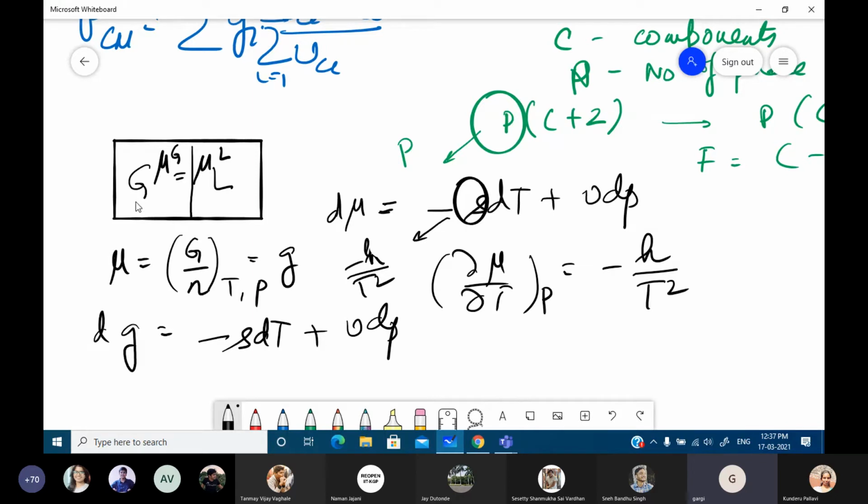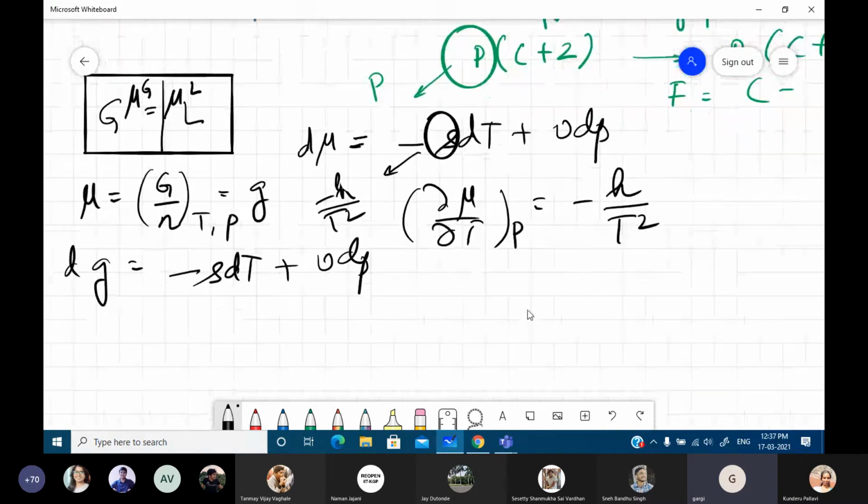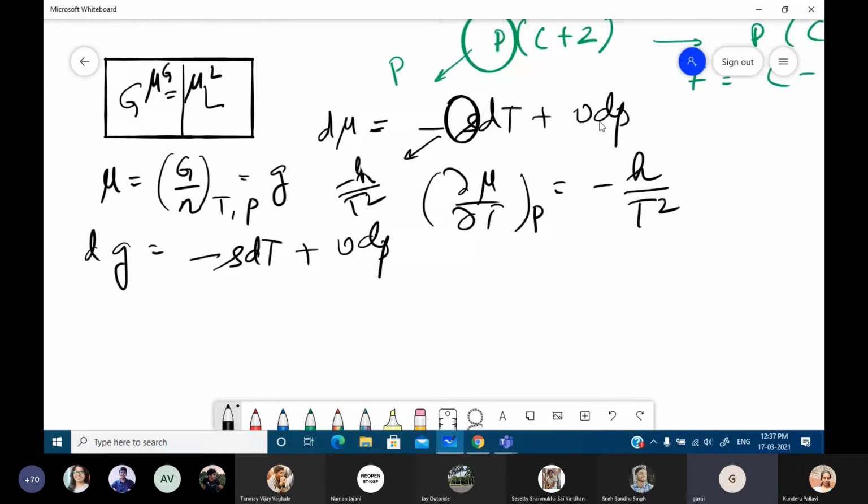Right. Now, whenever you have to find out mu for any change in process, you know that we can break it into a series of isobaric isothermal processes. So for isobaric processes, the thing is not very difficult. Now let us take up the isothermal part where we want to find out mu when the pressure changes. Right. Now, there is one problem. We have to find out mu G, we have to find out mu L, and then we have to compare the two.